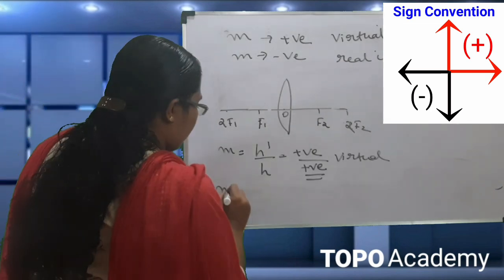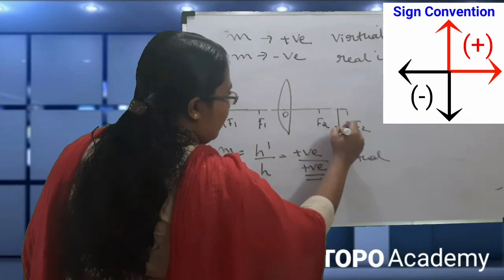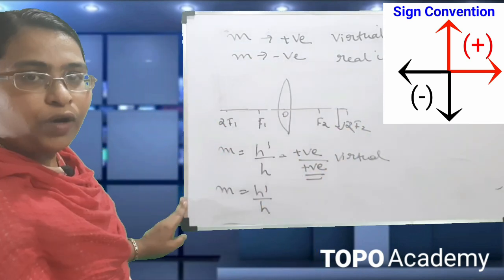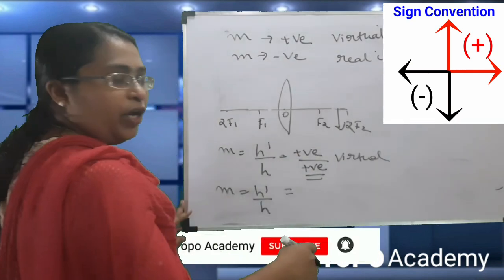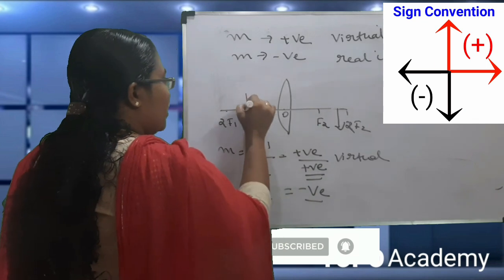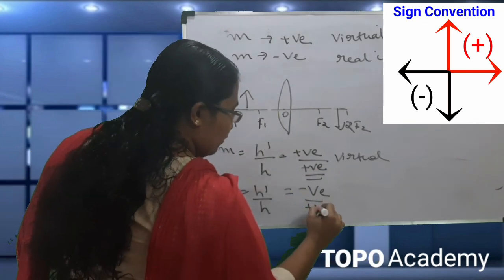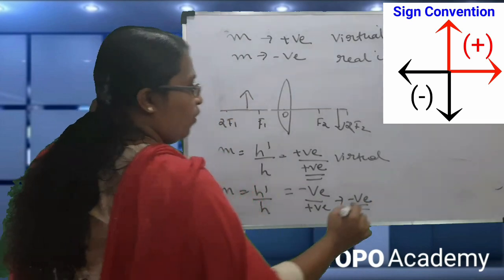Magnification is equal to h dash divided by h, and we have seen that in the case of real images the image is in the downward direction. So what is the sign for h dash? It is in the downward direction, so it is negative. And h is positive. So the magnification is negative. M is negative for real images.